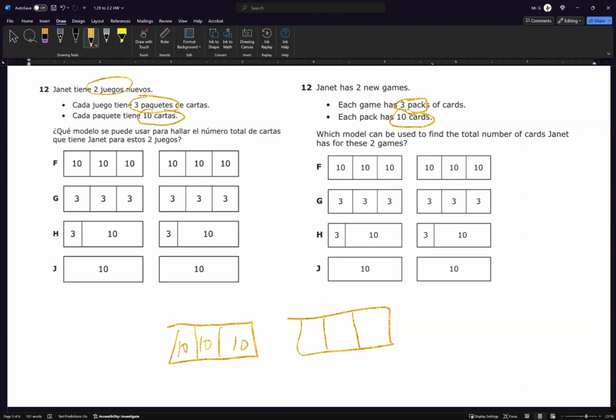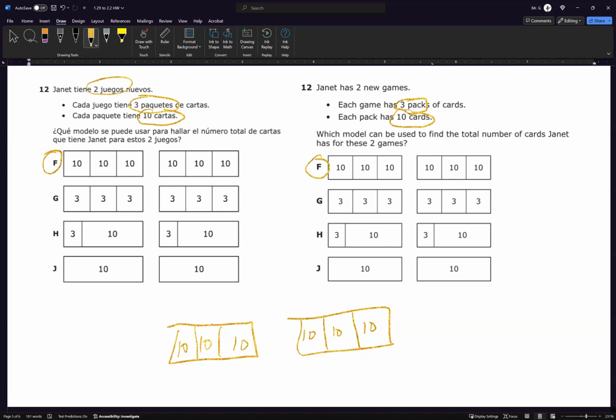So each pack has 10 cards. This is one pack, has 10. This is another pack, has 10. This is another pack, has 10. Okay. So now all we have to do is match up our answer. Todo lo que tenemos que hacer ahora es buscar la respuesta porque ya hicimos todo el trabajo. So our answer would be F.